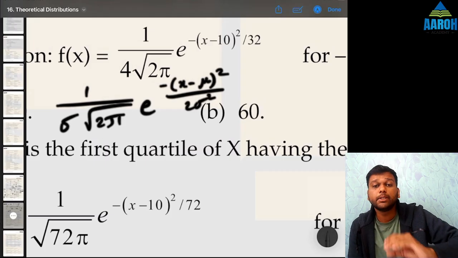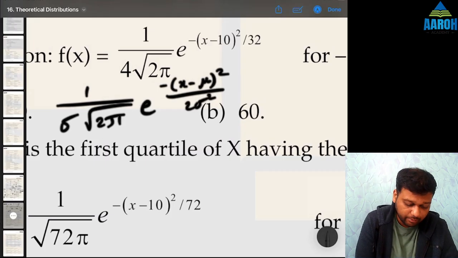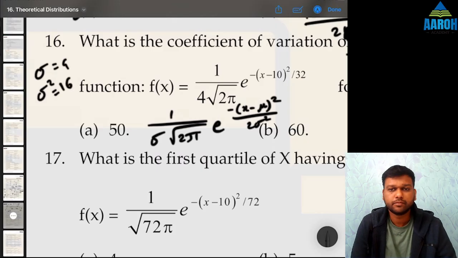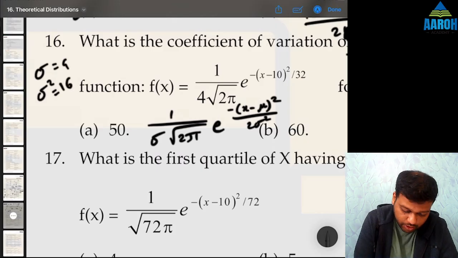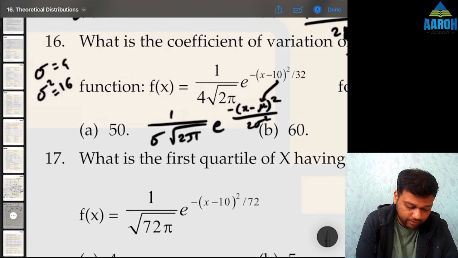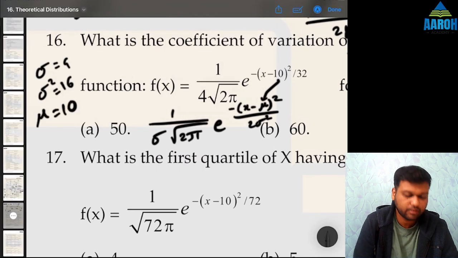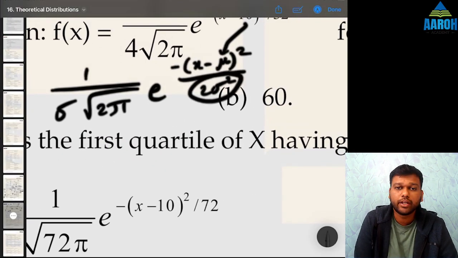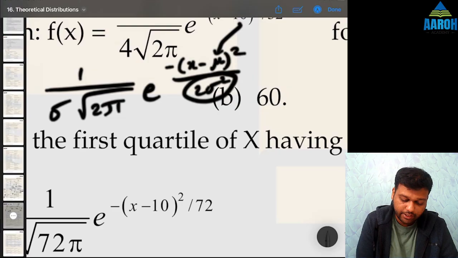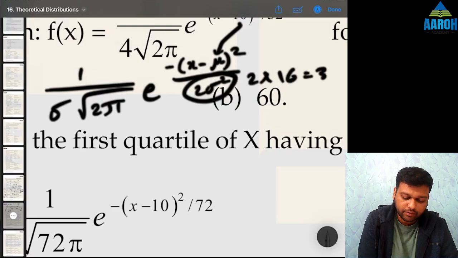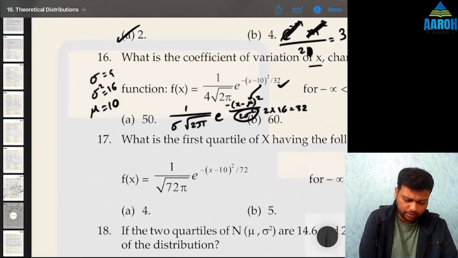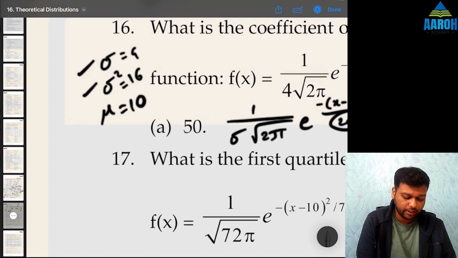That means if this is normal distribution, sigma will be 4 and sigma square will be 16. And if this is normal distribution, then mu will be 10. We can verify it. In the denominator here we have 2 sigma square. If sigma square is 16, 2 sigma square will be 2 into 16, which is 32, which is matching with this, right? That means these values are correct.